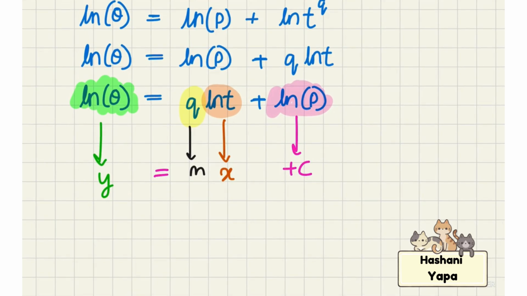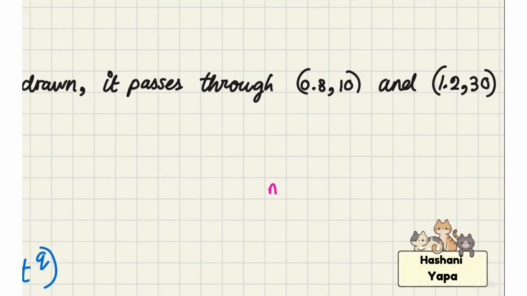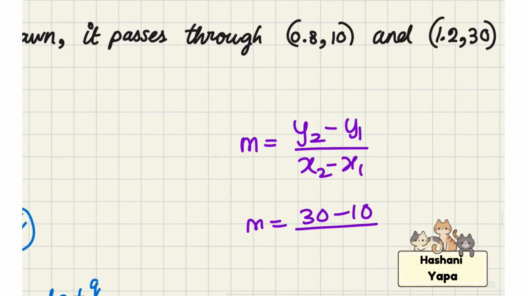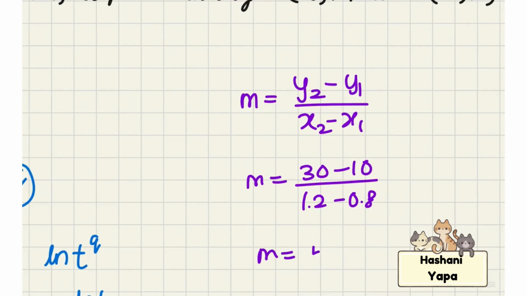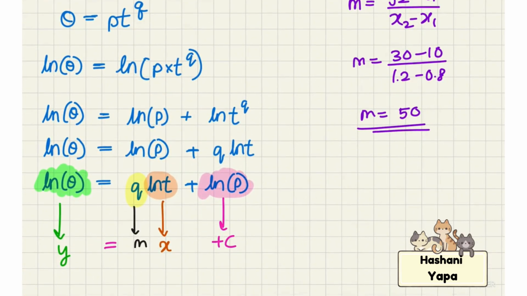So q is the gradient, right? So let's find the gradient. You have these 2 points right here, so we can find the gradient. m is equal to y2 minus y1 over x2 minus x1. So m is equal to 30 minus 10 over 1.2 minus 0.8. When you input this into the calculator, you should be getting the answer as 50. m equals 50. So the gradient is 50. What is the gradient? q. So q is equal to 50.